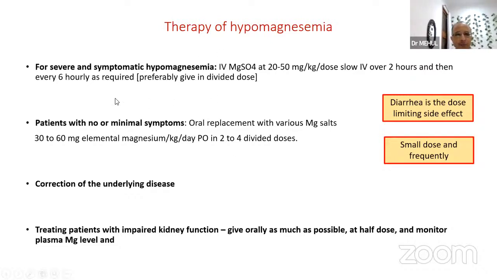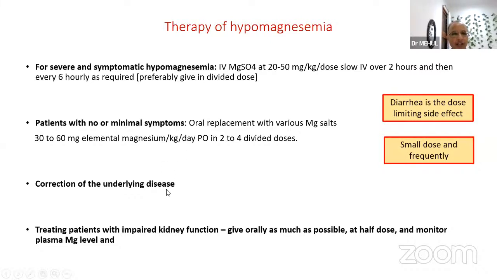If the patient is asymptomatic or has minimal symptoms, it is always best to treat them with oral supplements in the dose of 30 to 60 milligrams of elemental magnesium per kg per day in 2 to 4 divided doses. Please remember that diarrhea is the dose-limiting side effect of oral preparations, and hence it is always prudent to use small doses of magnesium supplements frequently.